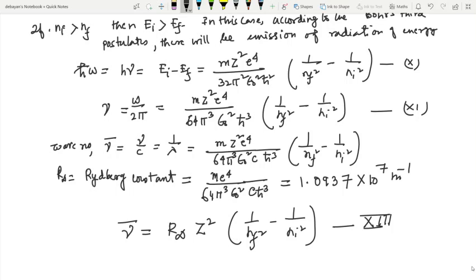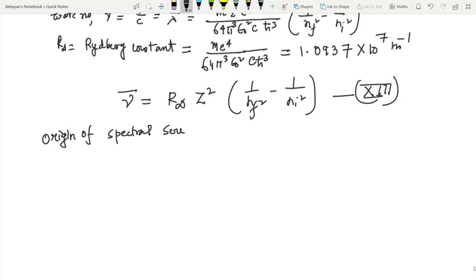So now that is the mathematical calculation for atoms. Now the thing is, what is the origin of spectral series? What should be the origin of the spectral series?